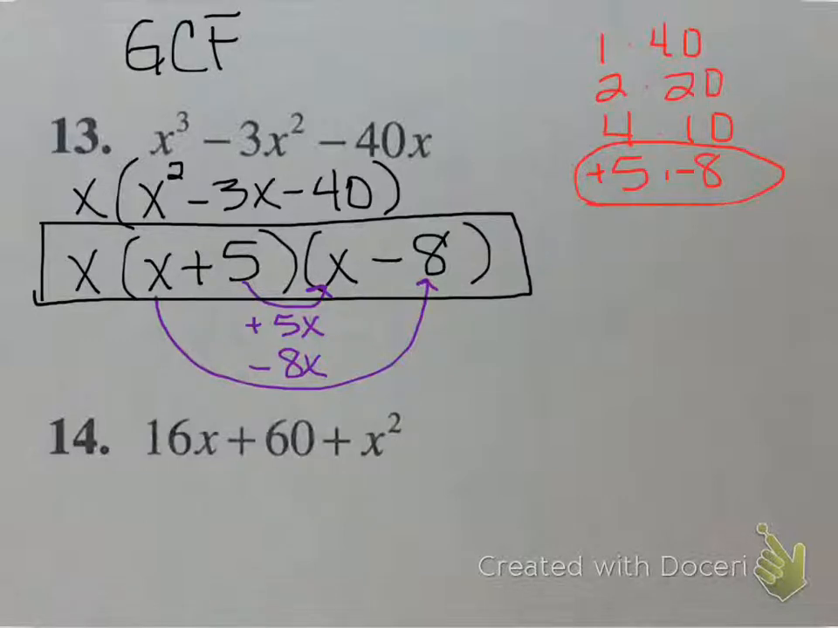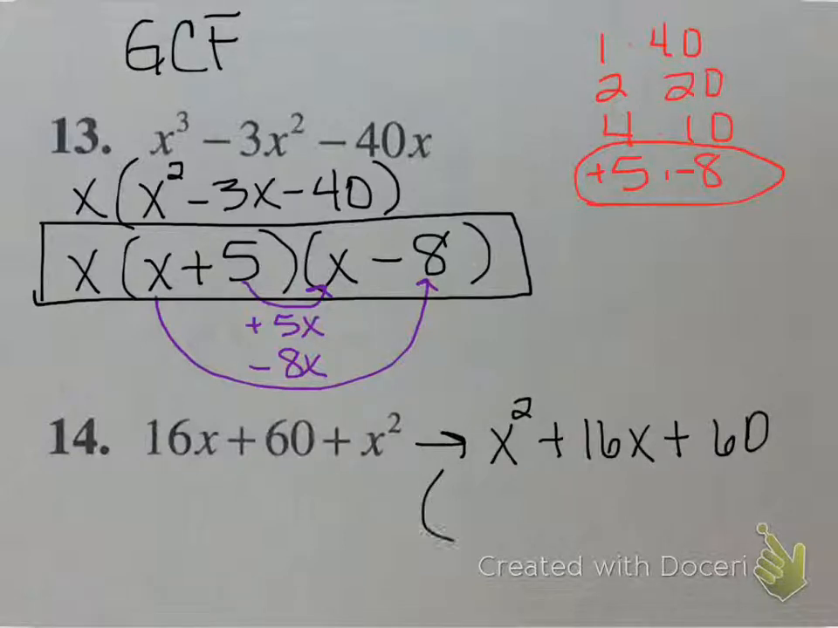And finally, our last example, we have 16x plus 60 plus x squared. Hopefully you notice this one looks different because things are in a weird order. So the first thing you're going to want to do with this problem is rewrite it. We like for it to be in descending order, so I'm going to rewrite it with my squared term first, then my x term, and then my constant. Now I can break it down.